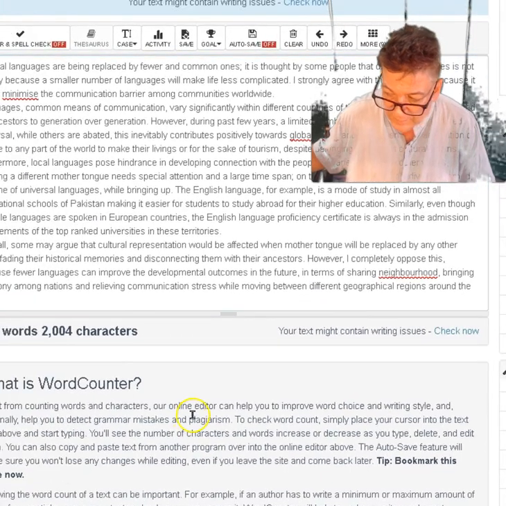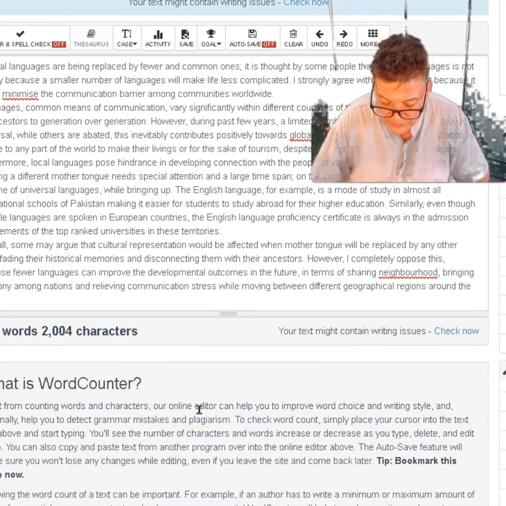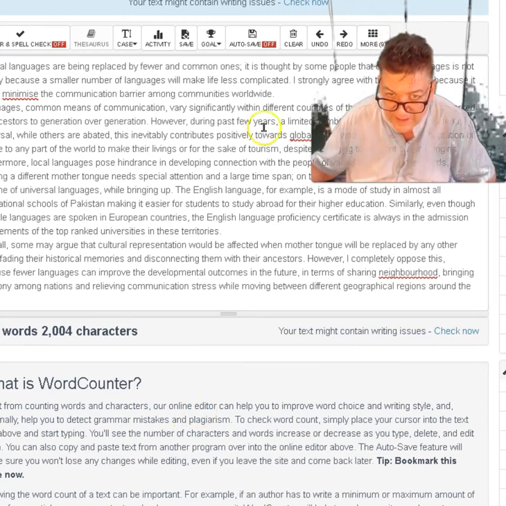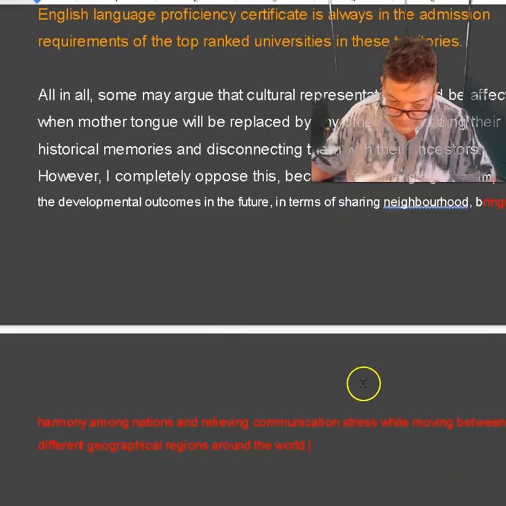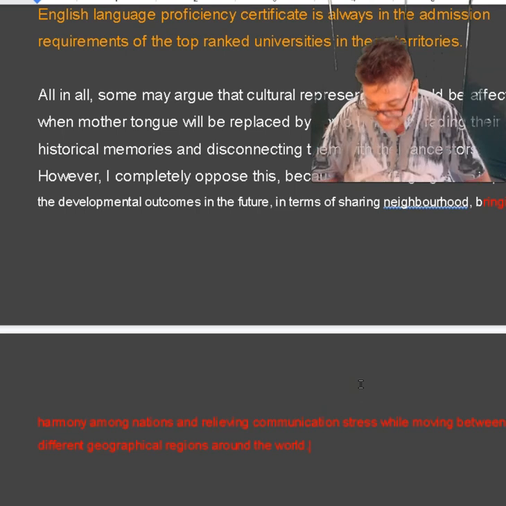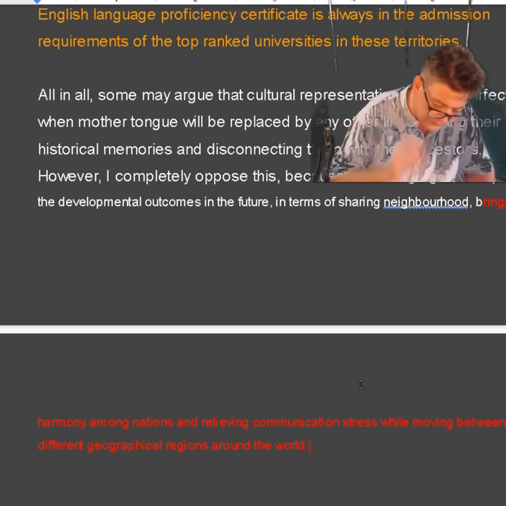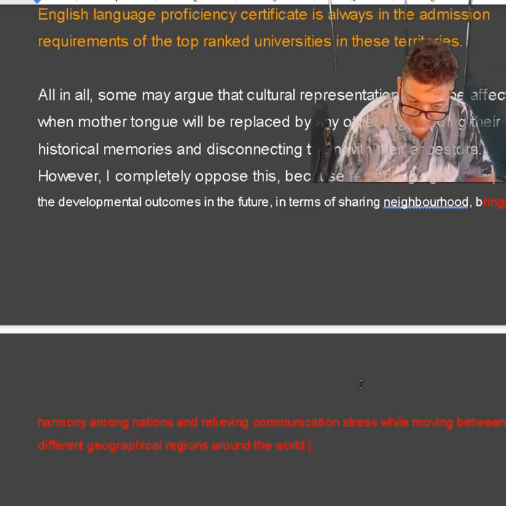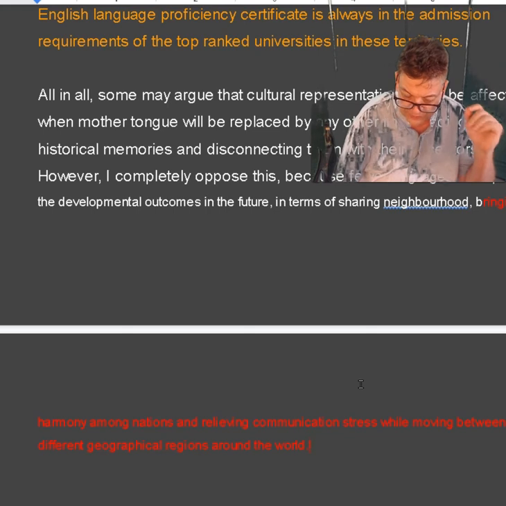So, task response. Understand the question. Read the question again and again and again. Well, you don't have that much time. Read it a couple of times and underline the key words in the sentence. And watch the video I made, almost 3 years ago about discuss both views and give your own opinion, because it features this question right here.